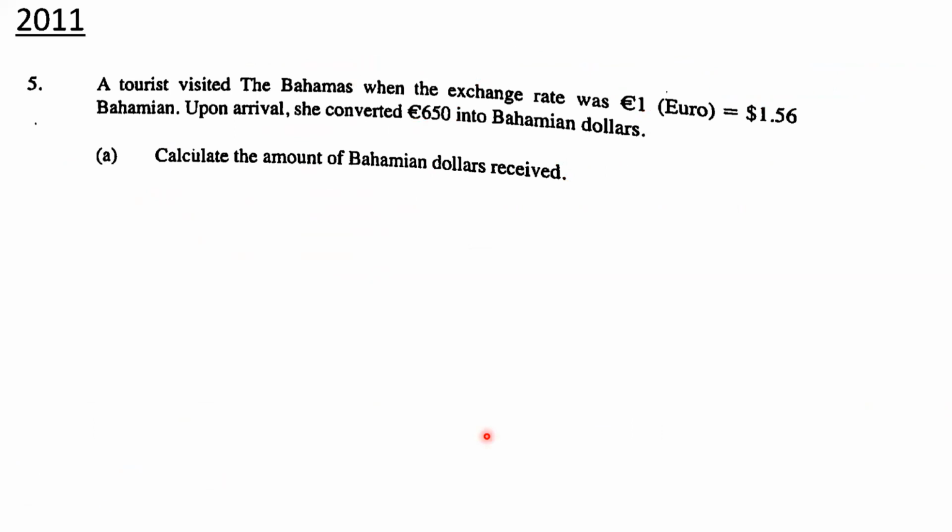It says a tourist visited the Bahamas when the exchange rate was €1 is equal to $1.56 Bahamian. Upon arrival, she converted €650 into Bahamian dollars. Calculate the amount of Bahamian dollars received. So in order to figure that out, we're going to say 650 multiplied by 1.56. And when we multiply them, we get 1,014. That's the amount of Bahamian dollars received.